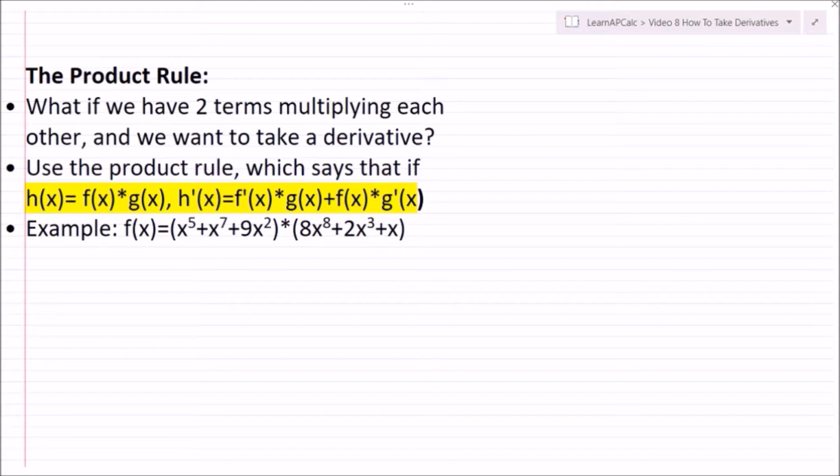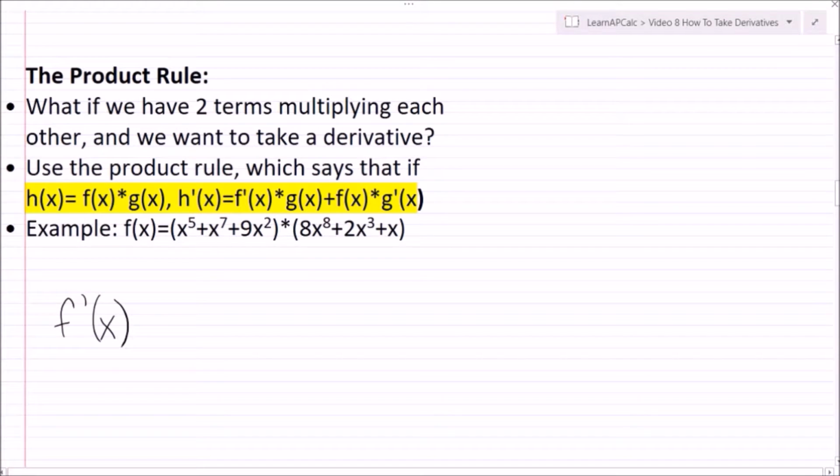So what this would look like is if we have an example, f of x equaling x to the 5th plus x to the 7th plus 9x squared, times the quantity 8x to the 8th plus 2x cubed plus x. We could use the power rule, but I don't really want to multiply all this stuff out. So what we can do is use the product rule. Here we have some function times another function, so all I have to do is the product rule.